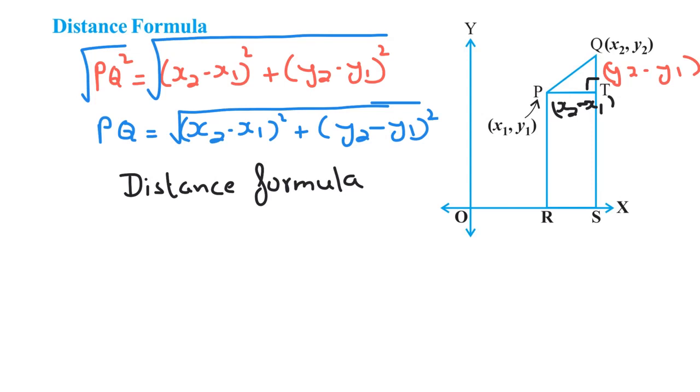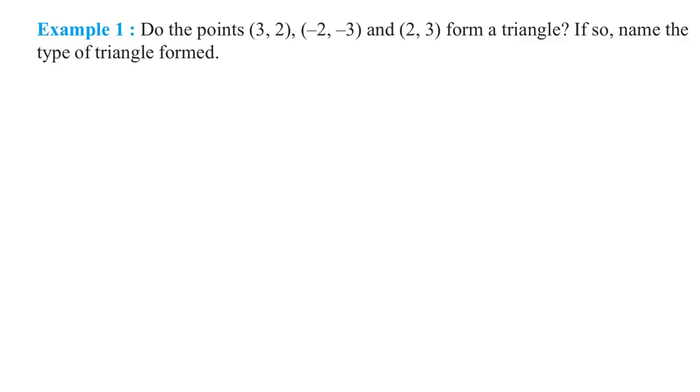Using the distance formula, let's work out some of the problems. Let's try this. Do the points (3, 2), (-2, -3) and (2, 3) form a triangle? If so, name the type of triangle formed. How can you say that 3 points form a triangle? When the sum of 2 sides of a triangle is greater than the third side, then we say that the 3 points form a triangle.